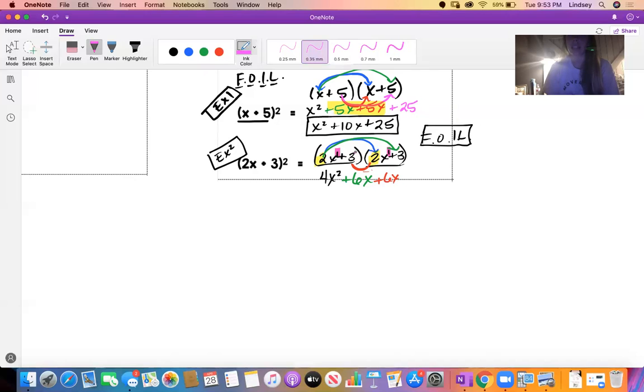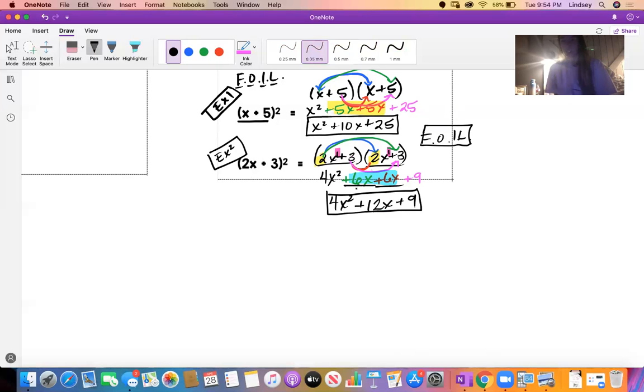And then last is going to be the last number in my parentheses by the last number in my other parentheses. So 3 times 3 is going to give me 9. All right, so now I need to combine my like terms, 6x and 6x. So I have 4x squared. 6x plus 6x is going to give me 12x plus 9. And that will be your final answer.